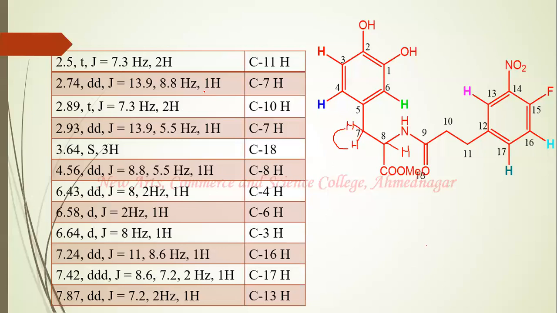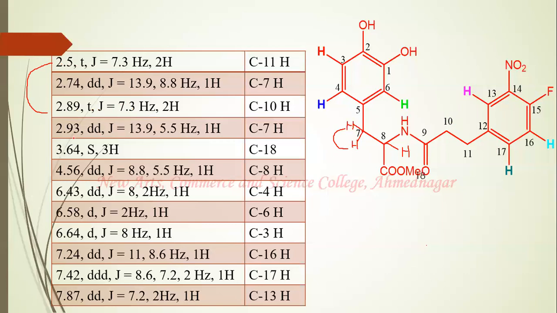Next signal is 2.89 triplet. J is equal to 7.3 Hertz for two protons. So 7.3 Hertz coupling constant value was observed in case of C11 protons. So these must be the coupling partners of one another, and easily you can say that these two protons are because of the C10 methylene protons. The chemical shift value 2.89 is because the CH2 group, the C10 carbon atom, is attached to carbonyl group, and carbonyl group is going to de-shield the methylene.